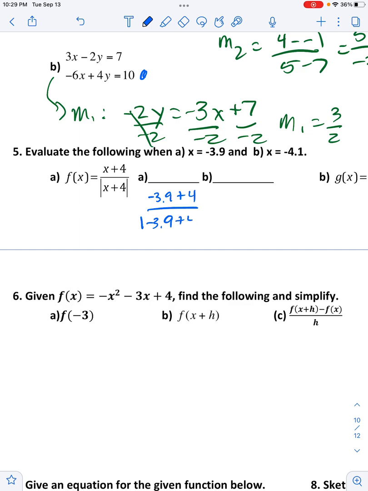Now, will you have a calculator on the test? Yes. Will you be able to type that in one fell swoop so that you get out the proper answer? I have no idea. I like to play it safe. I'm not a risk taker. So if I do the top, I get 0.1. If I do the bottom, I get a negative 0.1. And I didn't mean in the parentheses, it's in the absolute value bars.